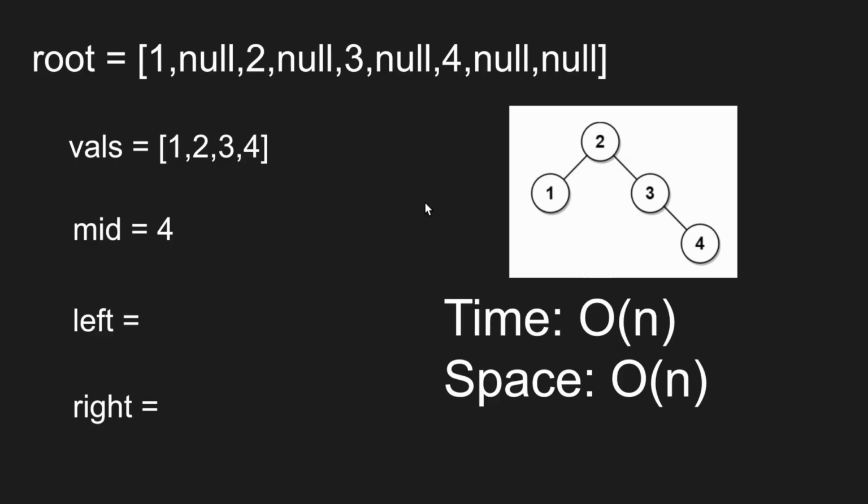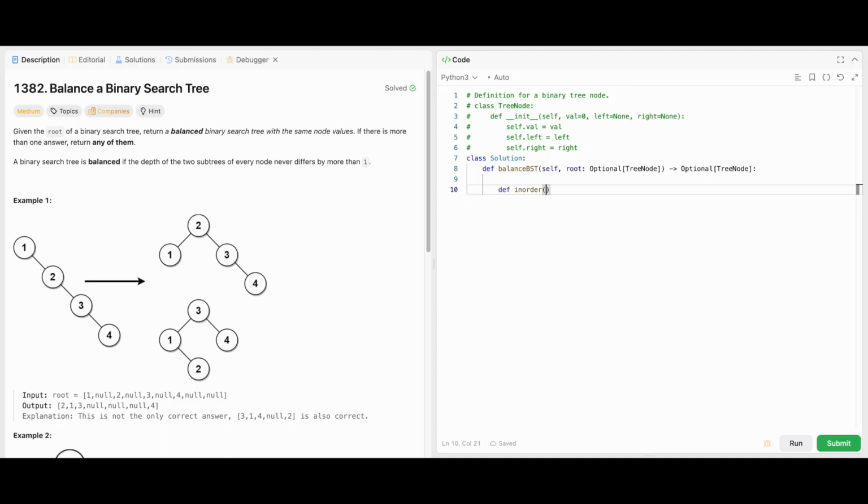So now let's get to the coding part. First we will set up the in-order function. We will have node and the list vals. If there's no node, we just return none. Otherwise, we will do the in-order traversal. So it will be left, then we will take the value, node.val, and after that, we will do in-order of node.right.